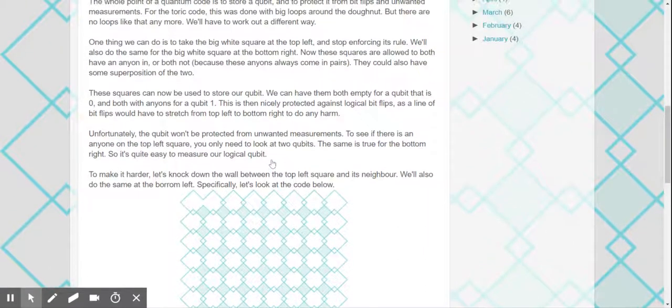These squares can now be used to store our qubit. We can have them both empty for a qubit that is 0, and both with anions for a qubit that is 1. This is then nicely protected against logical bit flips, as a line of bit flips would have to stretch from top left to bottom right to do any harm.